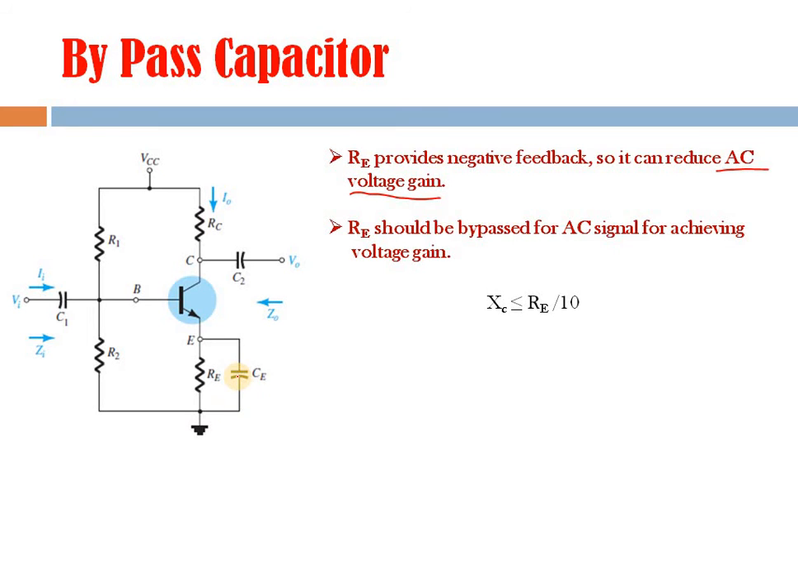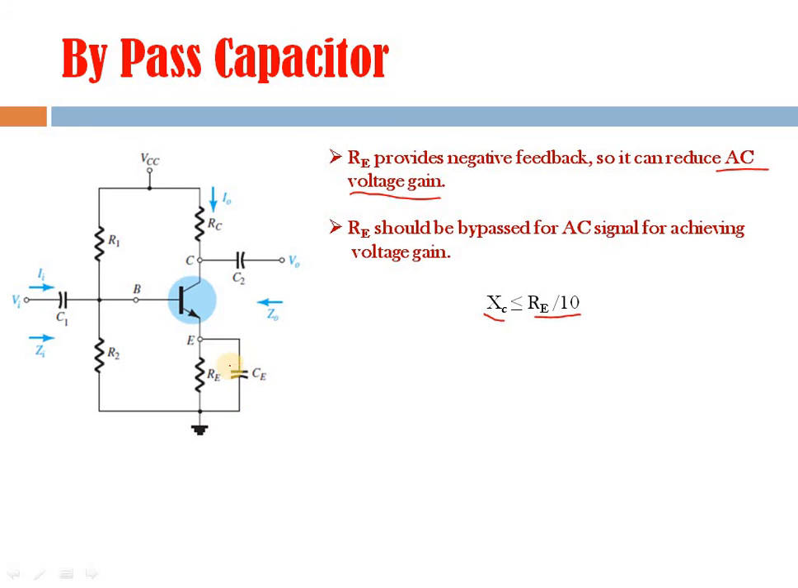And for that purpose, we have to choose this capacitor in such a way that the impedance offered by this capacitor is much less than RE, so that the AC signal can easily pass through this. And how small should that impedance be? According to one estimate, the impedance of this capacitor should be about 1/10 of RE. If RE is 500 ohm, the impedance of this should be about 50, so that the AC signal can easily pass through this part.